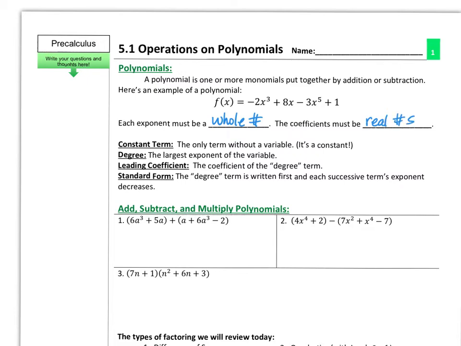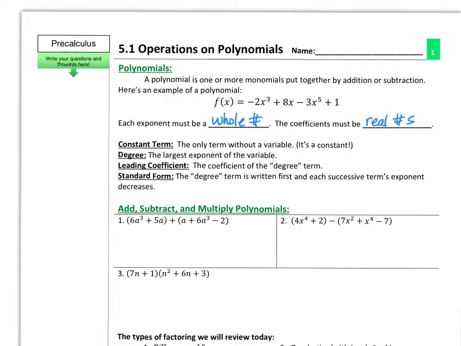Okay, so remember what a constant term is, the only term without a variable. Degree is the largest exponent of the variable. A leading coefficient is the coefficient of the degree term, the highest degree. Standard form, the degree term is written first, and each successive term's exponent decreases.